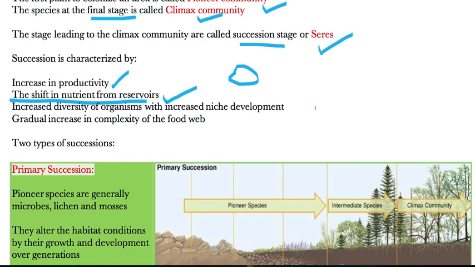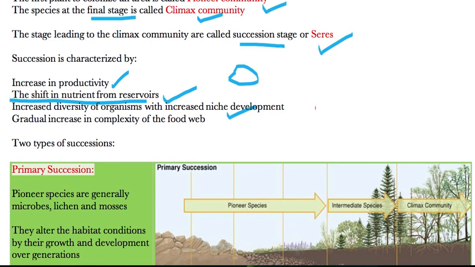Then increased diversity of organisms, which increases niche development, also will happen. Initially you will have very few plants, and they will create an environment which will be conducive for the development of further species, and ultimately various species will come, and niches will also develop as there will be competition. So they will do resource partitioning to develop niches.